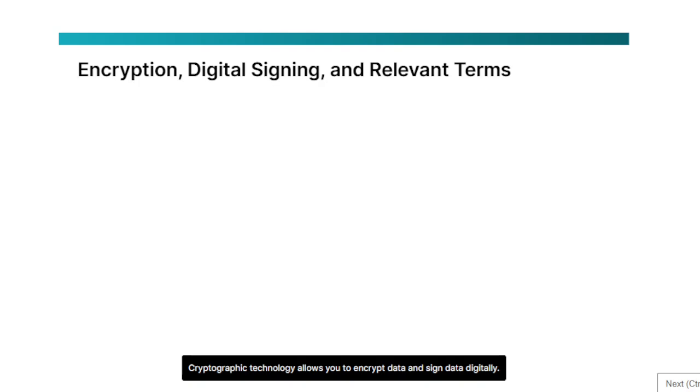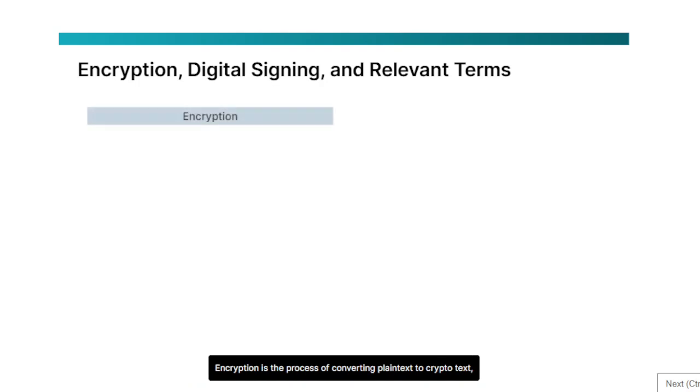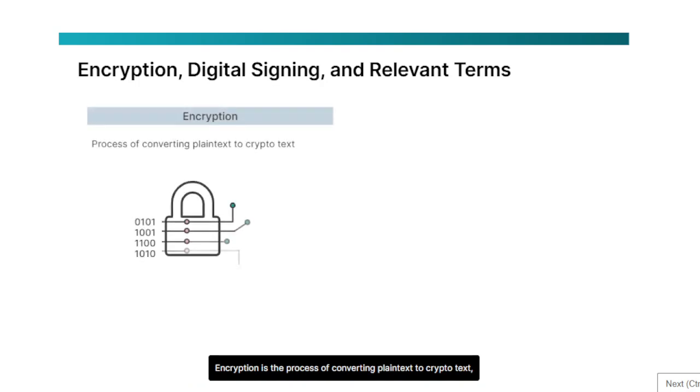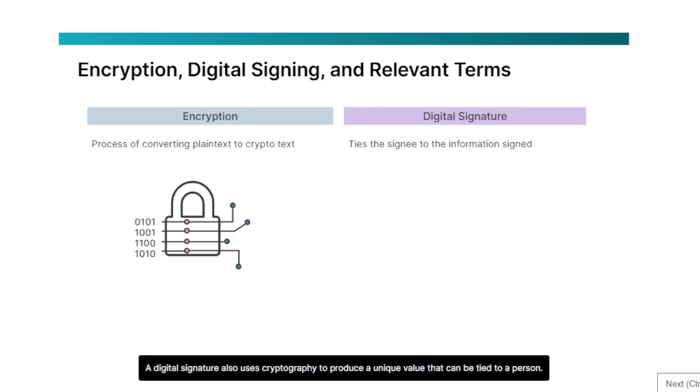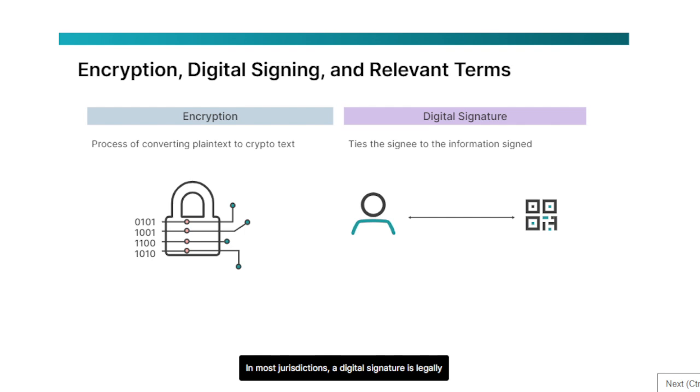Cryptographic technology allows you to encrypt data and sign data digitally. Encryption is the process of converting plain text to cryptotext. In other words, making something that was readable unreadable. A digital signature also uses cryptography to produce a unique value that can be tied to a person. In most jurisdictions, a digital signature is legally equivalent to a handwritten signature.